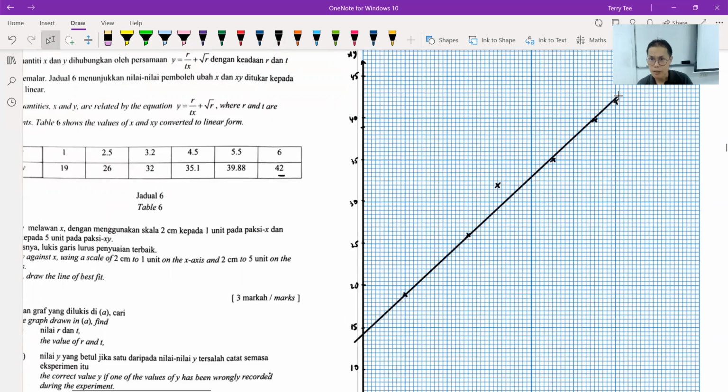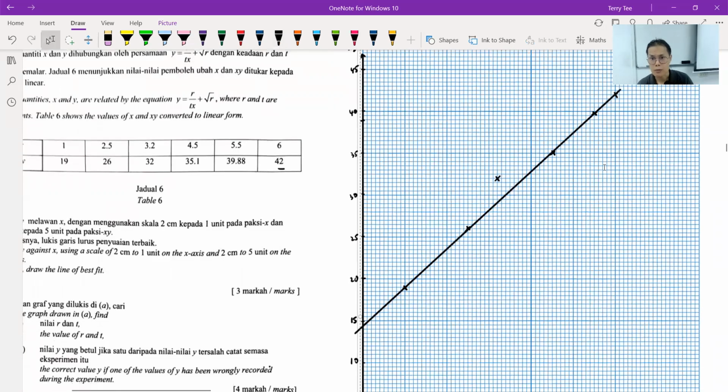But you notice there's one particular point that is quite far from everyone else. There's one point that's very far. This is the third point, 3.2 and 32. The rest are about the same. They're all on the line of best fit, right? Okay, so I think I can use this, right?